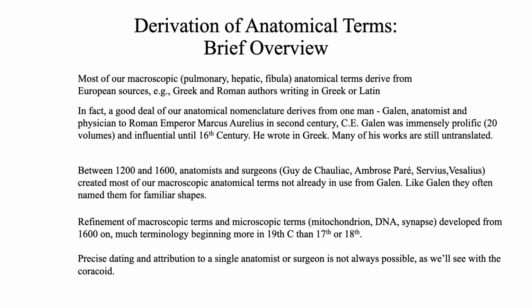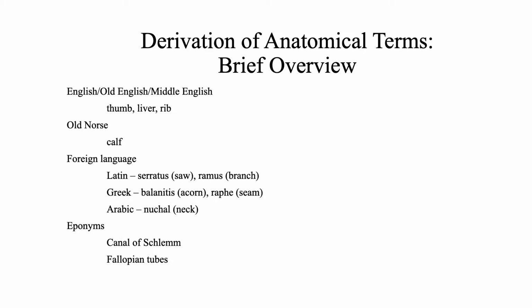The refinement of macroscopic terms developed from the 1600s on, with a lot of refinement in the 19th century. Microscopic terms obviously started after the development of the microscope. The precise dating and attribution to a single anatomist or surgeon of a particular anatomical part or name is not always historically possible, as we'll see with the coracoid.